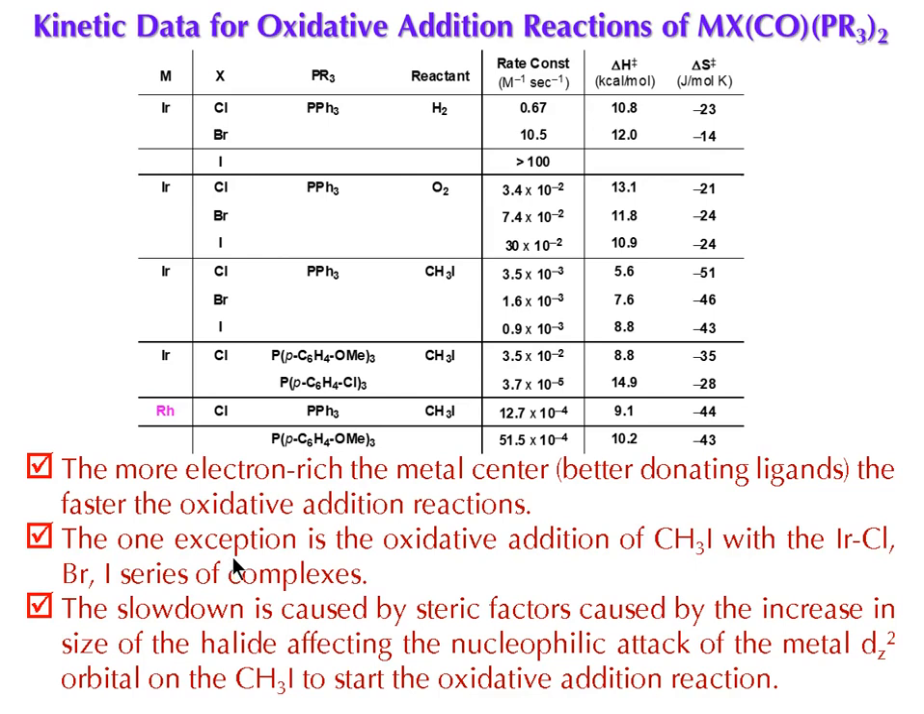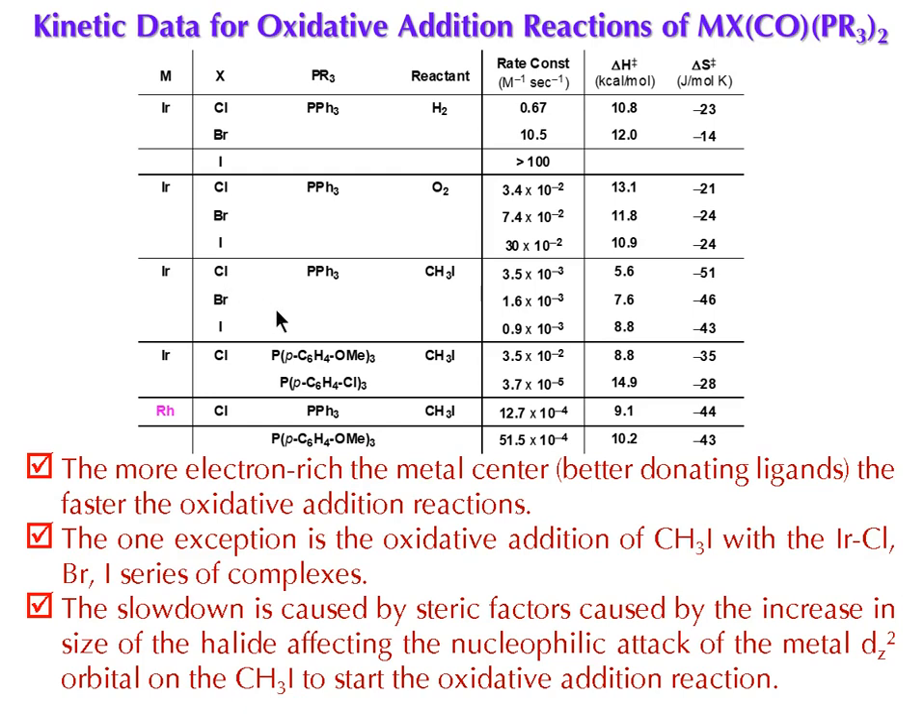So we have one exception, which is the oxidative addition of CH3I with the iridium Cl, Br, I series of complexes. Cl is less donor than Br and less donor than I. So in this case, iridium Cl should have the lower rate constant since the oxidative addition is not favored. But the experiment proved that the rate constant is the greatest in the case of Cl.